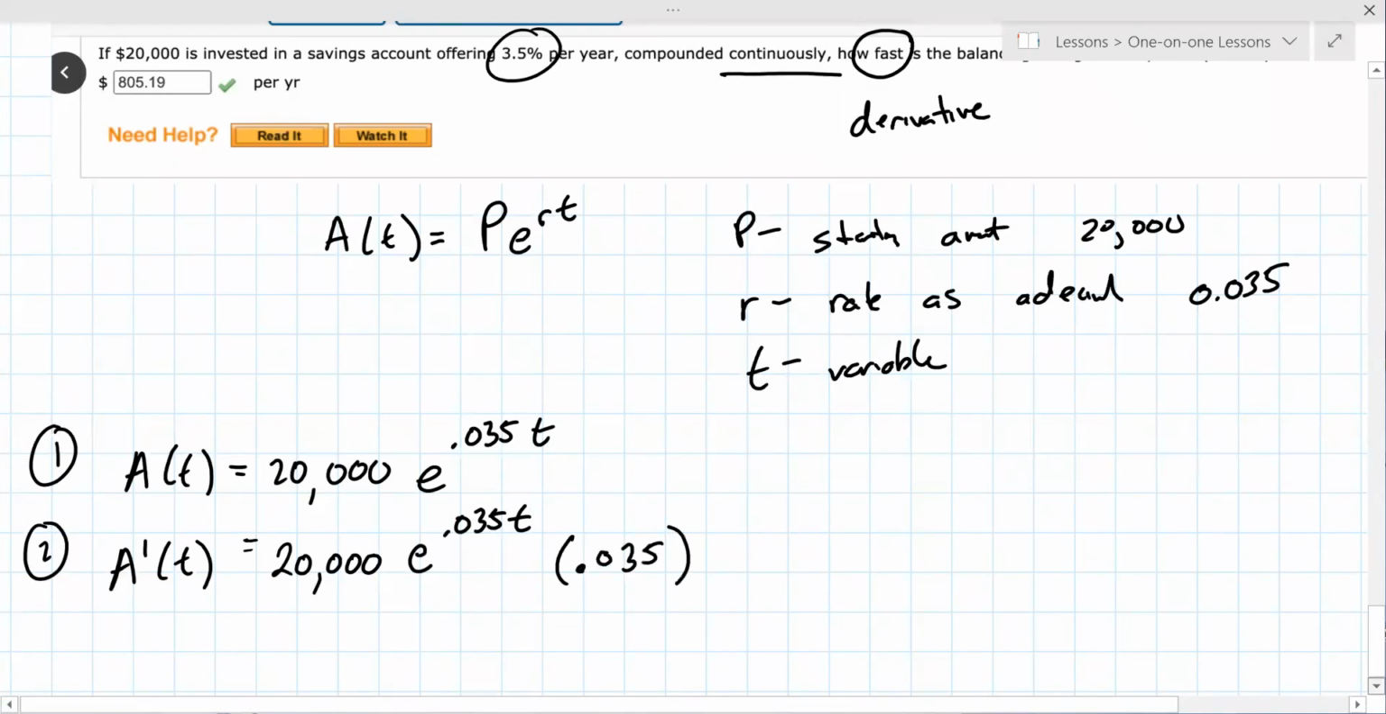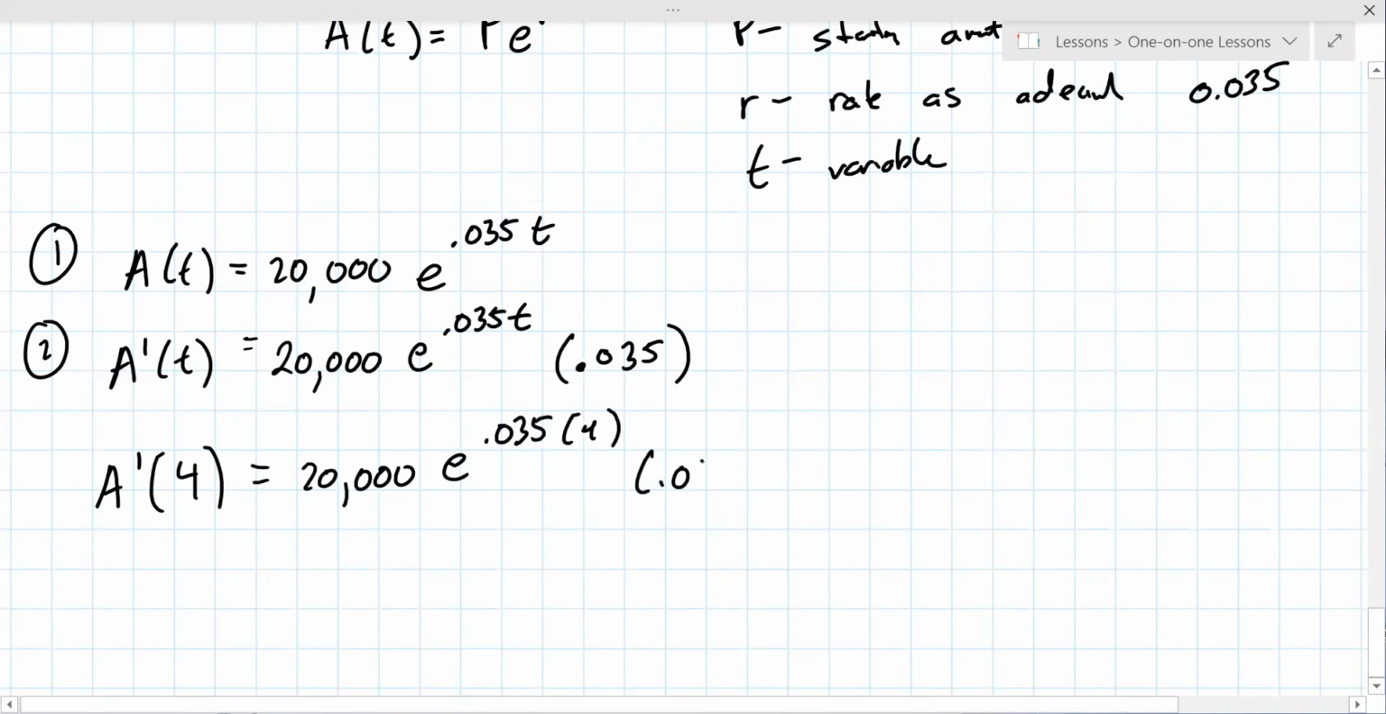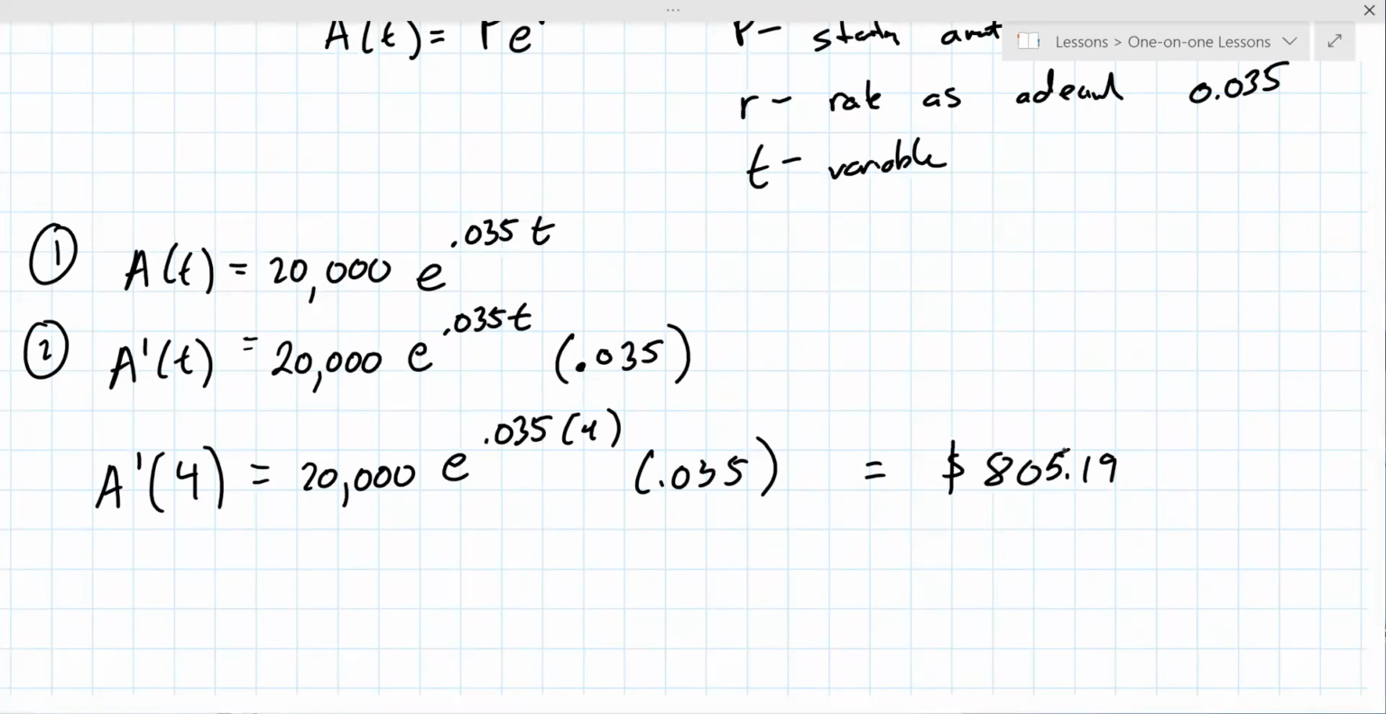Okay, so this is it. Now you can combine these if you want, but you have to put a value of T in to get a number anyway. So they're asking for it in 4 years. That's given in the problem. That's the red number. 20,000 e to the 0.035 times 4 times 0.035. And that's how you ended up getting 805.19 for this problem. Okay. That makes sense.